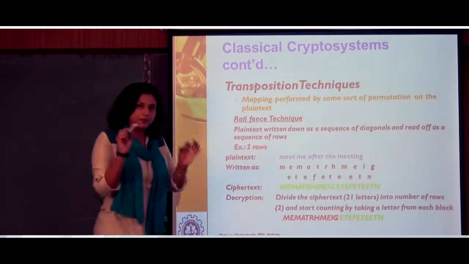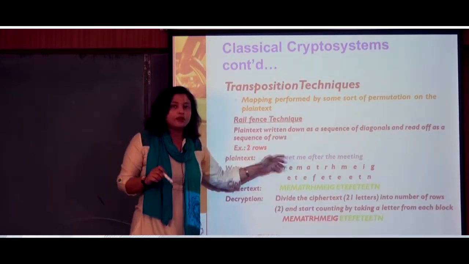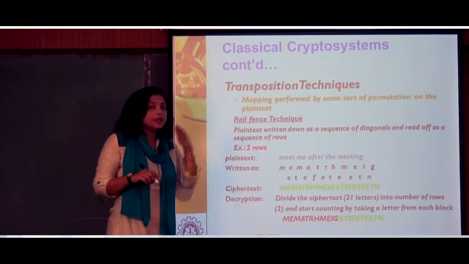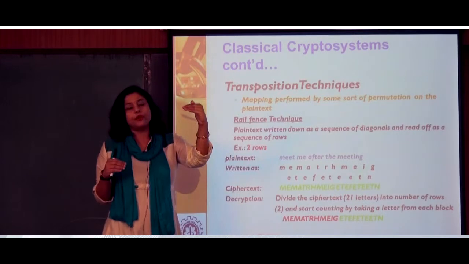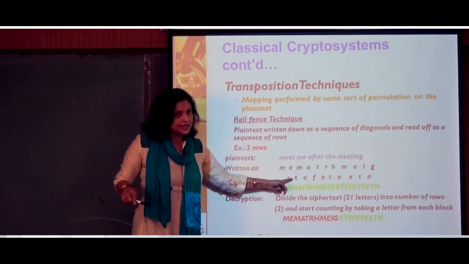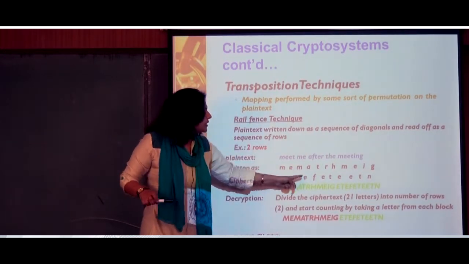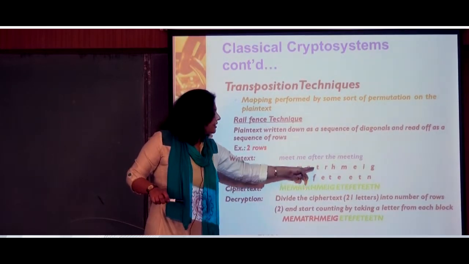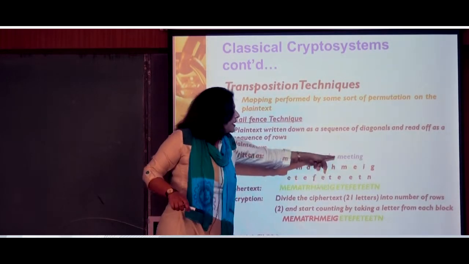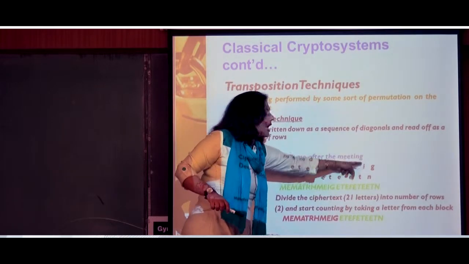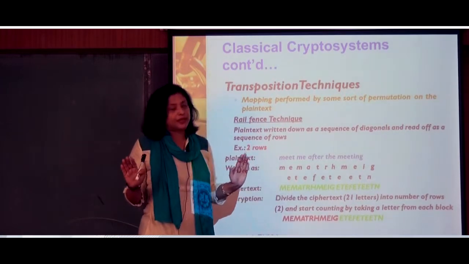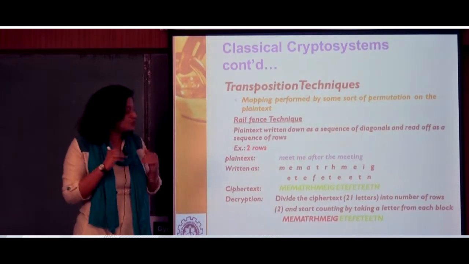N G. I am repeating again. You write it down in diagonal form. Here the key letter is 2, so there should be 2 rows. Start writing from the first row. So, M E E T, M E A F T E R, T H E M E E T I N G. So, that completes my writing of the plain text in forms of diagonals in 2 rows.